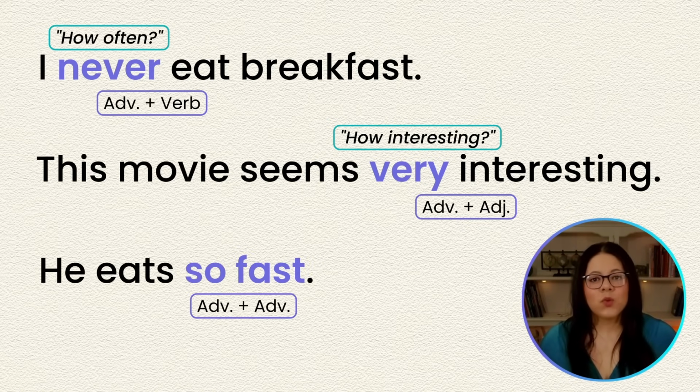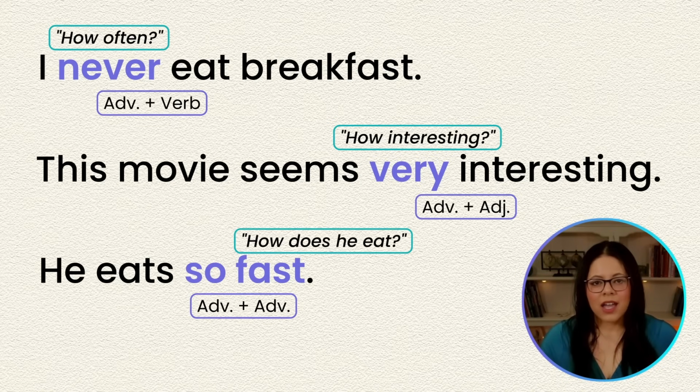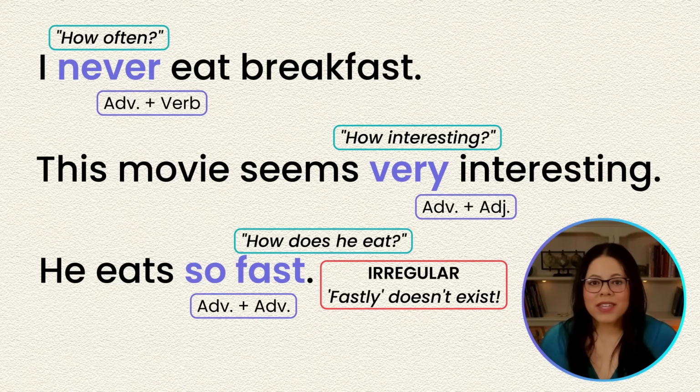He eats so fast. Here we have 2 adverbs. First, how does he eat? Fast. This is an irregular adverb in this case. We don't add ly here. Well, how fast? So fast, really fast.